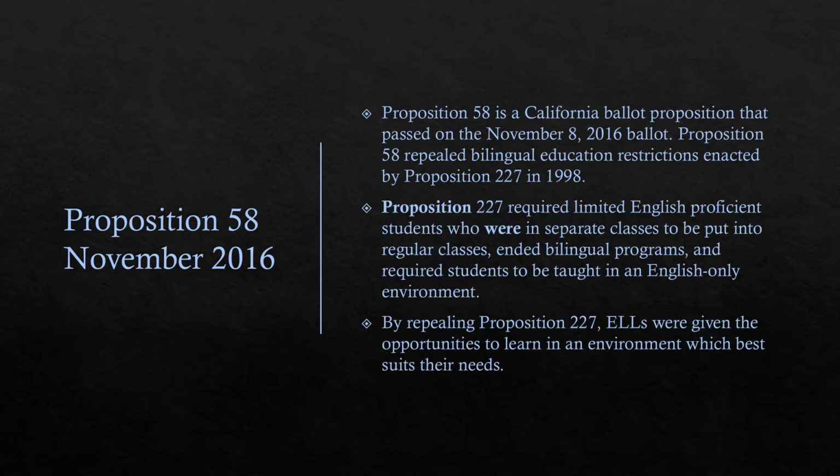Proposition 227 required limited English proficient students who were in separate classes to be put in regular classes, ended bilingual programs, and required students to be taught in an English-only environment. Proposition 227 did not help English language learners at all. By repealing Proposition 227, English language learners were given the opportunities to learn in an environment which best suits their needs.